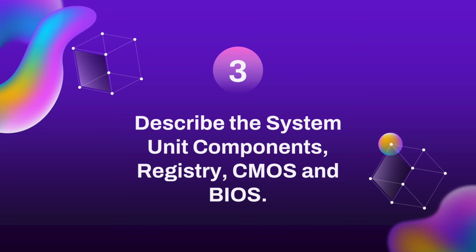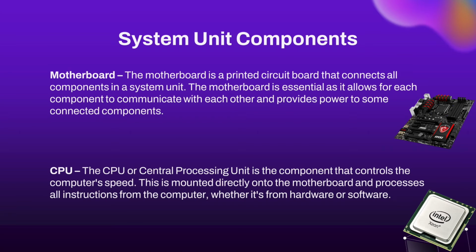Objective 3. Describe the system unit components, registry, CMOS, and BIOS. System unit components, motherboard. The motherboard is a printed circuit board that connects all components in a system unit. The motherboard is essential as it allows for each component to communicate with each other and provide power to some connected components. CPU, or Central Processing Unit, is the component that controls the computer's speed.